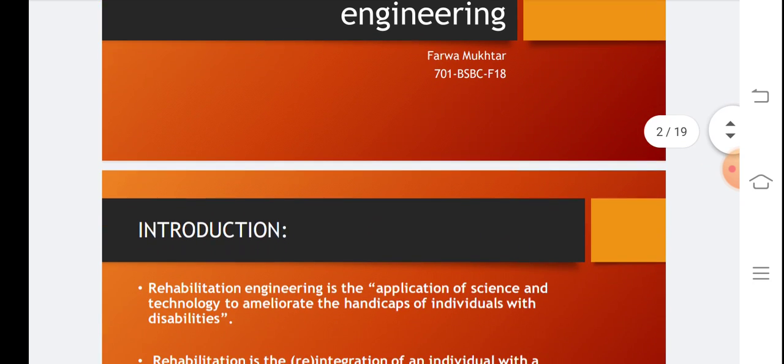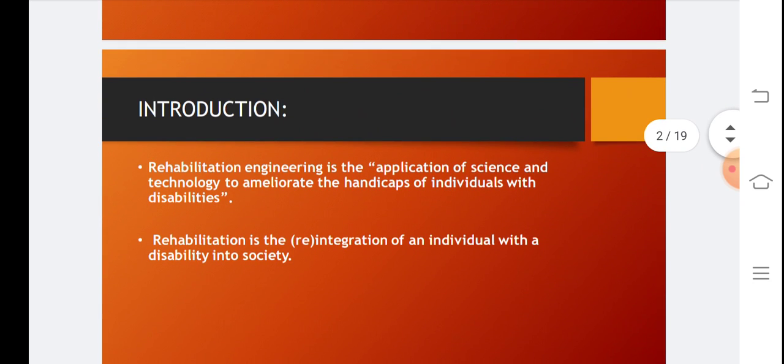So let's start. Rehabilitation engineering is the application of science and technology to ameliorate the handicaps of individuals with disabilities. Rehabilitation is the integration of individuals with disabilities into society. Basically, rehabilitation engineers are involved with design, development, and application of rehabilitative and assistive technology to assist persons with disabilities in achieving greater independence.